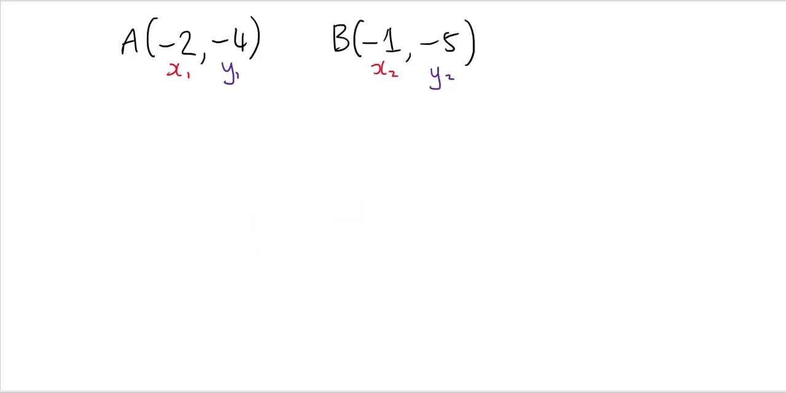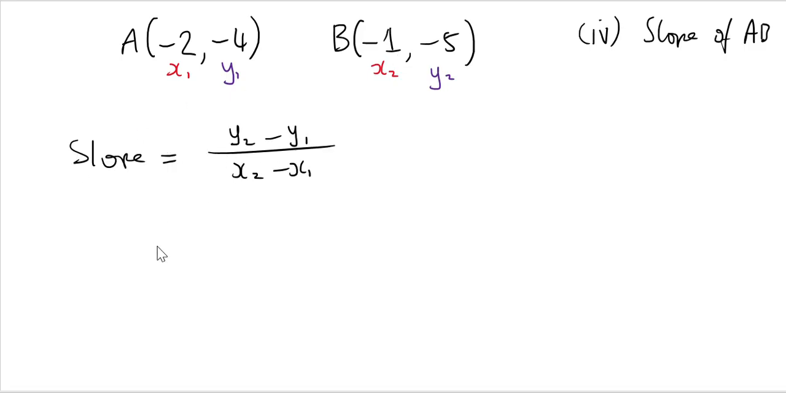And the last part is to find the slope of AB. Same thing again, points down, label, and this time we've got our formula here, which is y2 minus y1 over x2 minus x1, difference of the y's over difference of the x's. We're just going to set it up and fill in. So y2 here is -5. y1 is -4. x2 is -1. And x1 is -2.